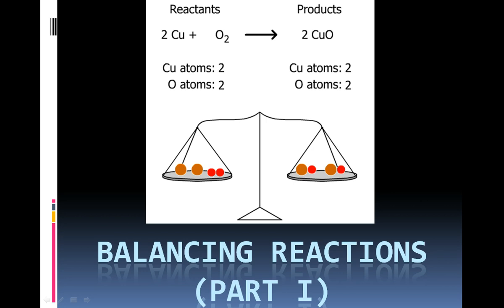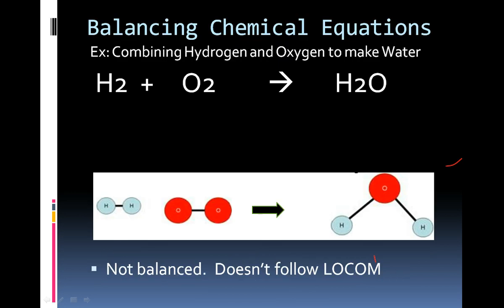We're going to start off with a very simple equation. In this case, we have hydrogen and oxygen combining to form water. And it looks like a simple equation. It's kind of a neat equation, a very explosive equation, which we'll do in class one of these days.